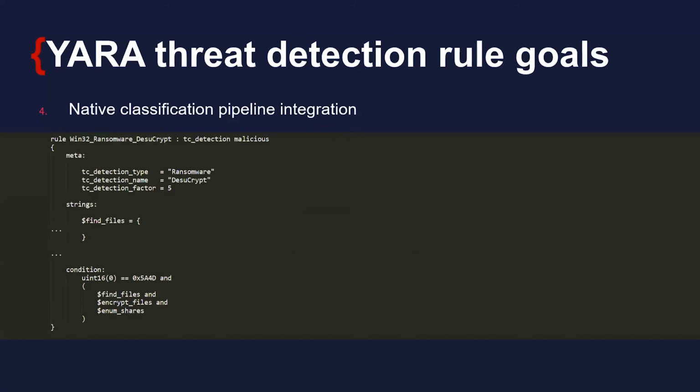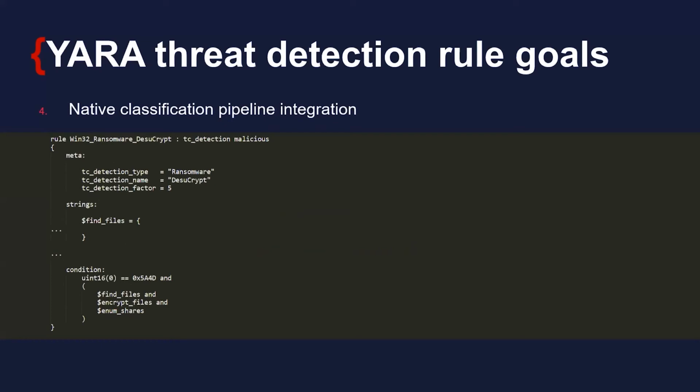The final rule is we want all of these rules to be natively integrated into our platform. So we want to be able to say, not only did we detect a threat, we want to tell you exactly which threat we detected. In this particular case, it is ransomware, as I said before. It is Decrypt, if I'm pronouncing that correctly.